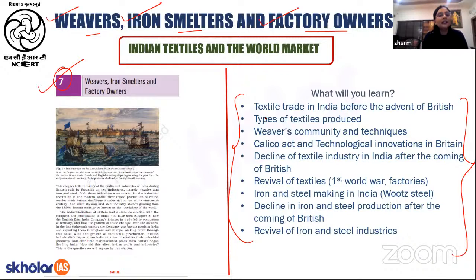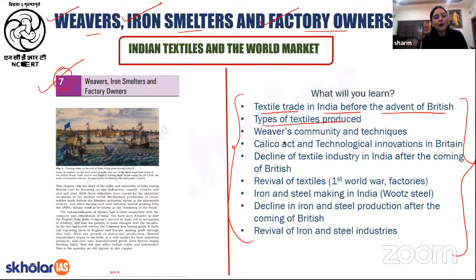So students, in the initial part of this chapter we are going to be introduced to the textile trade in India before the advent of the British. That is what the textile industry was like before the coming of these European powers in our country, particularly the British. Also, students, we are going to understand what the types of textiles were that were produced in our country, which were famous throughout the world.